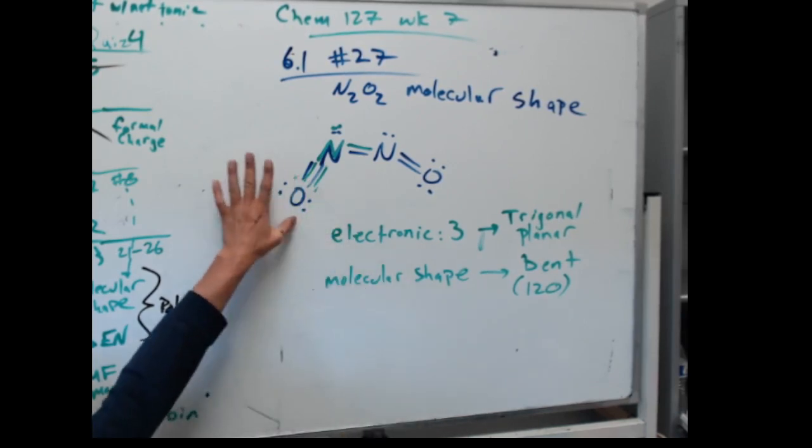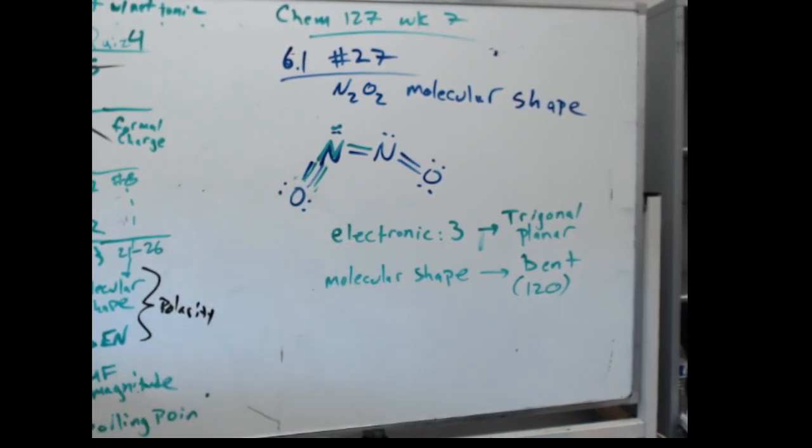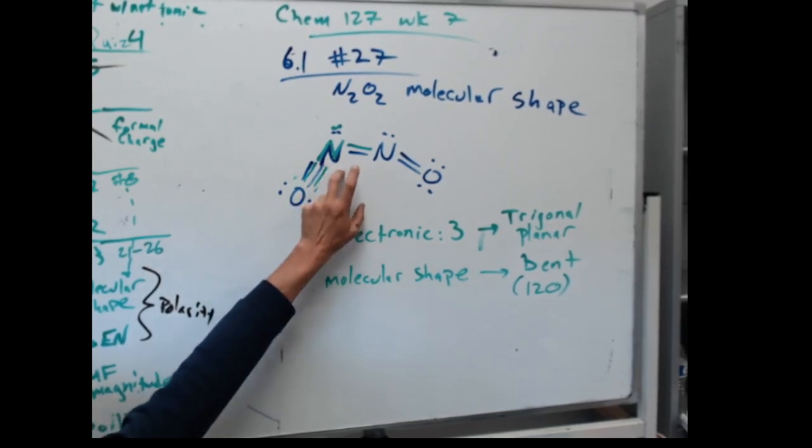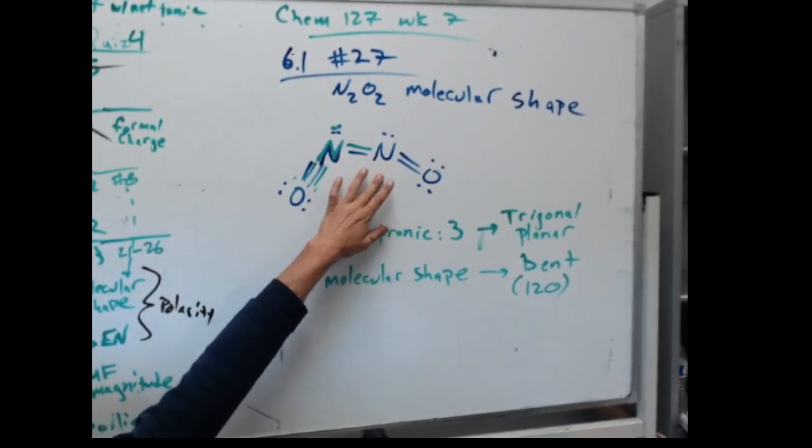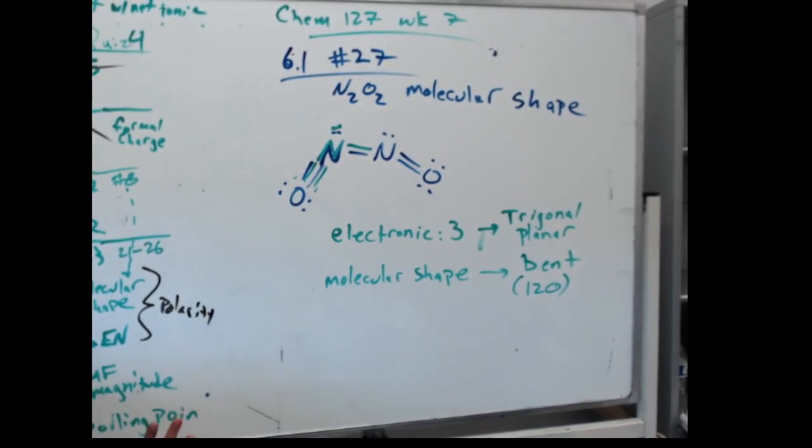Once you get to these bigger molecules, there's not just one central atom. This has 2 central atoms. This is a central nitrogen, and this is a central nitrogen. When we get to our large organic compounds, there's like 5 central carbons, and we should say the geometry around each of the carbons.